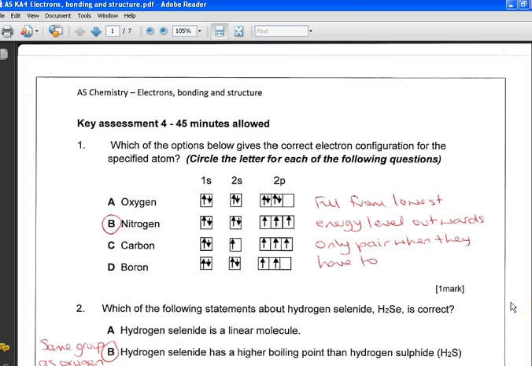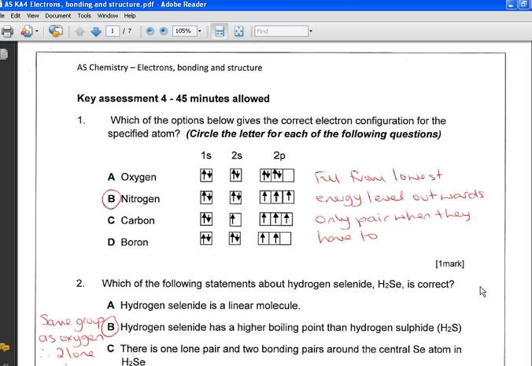Hi everybody. This is Key Assessment 4 feedback, electrons, bonding and structure. Okay, let's go through the questions one by one.